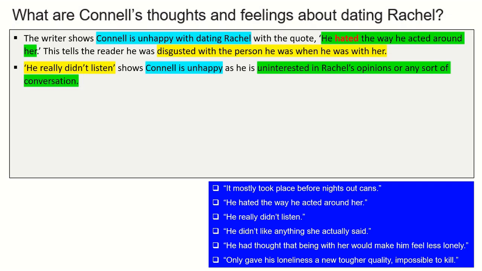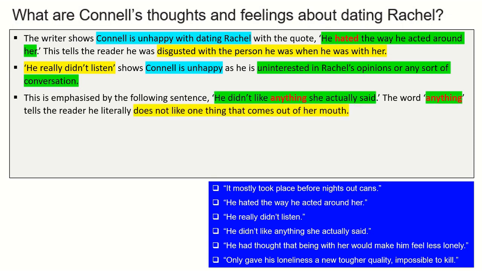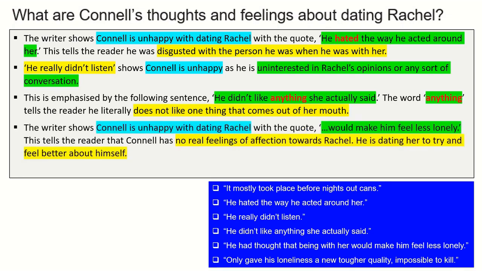Next one, he really didn't listen shows Connell was unhappy as he is uninterested in Rachel's opinions or any sort of conversation. This is emphasised by the following sentence, he didn't like anything she actually said. So again, human dictionary, what does anything mean? I put the word anything tells the reader he literally doesn't like one thing that comes out of her mouth.